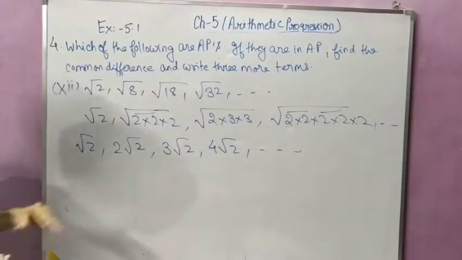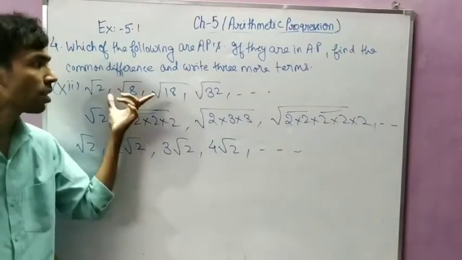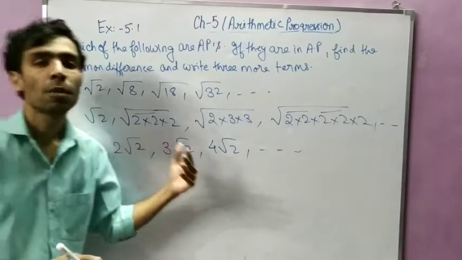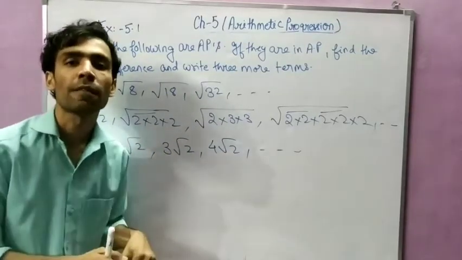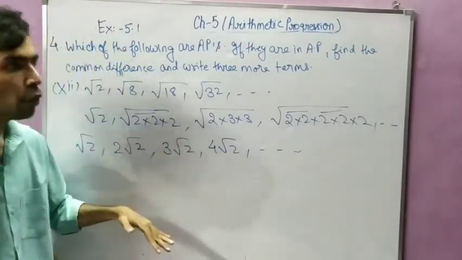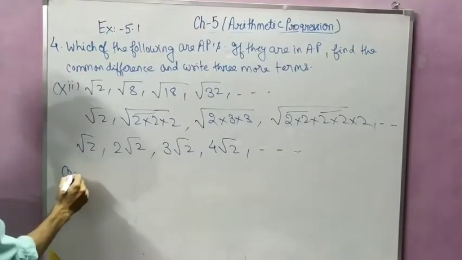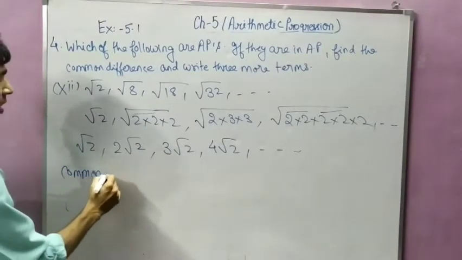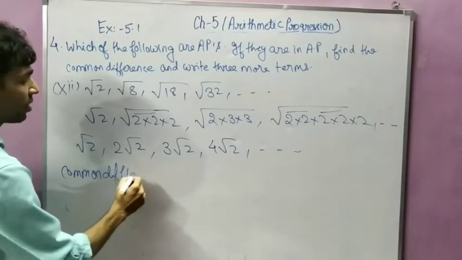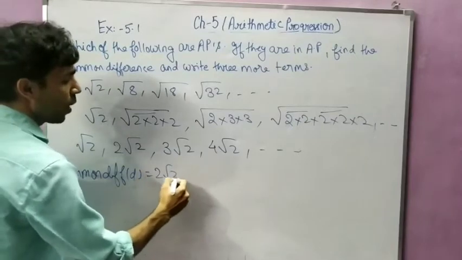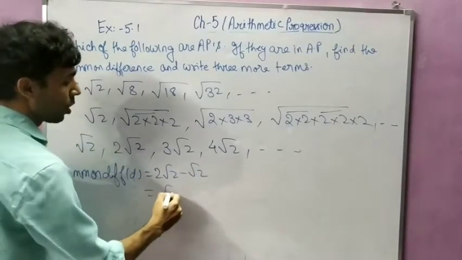Now, this is the simplified form. Whenever you see a root type question, first you simplify it. If it is possible to simplify, you will simplify it, and then you will calculate the common difference. Now, in this case, what will the common difference be, student? You can easily tell. Common difference D is equal to, suppose I am taking these two. So 2 root 2 minus root 2 will become root 2 only.